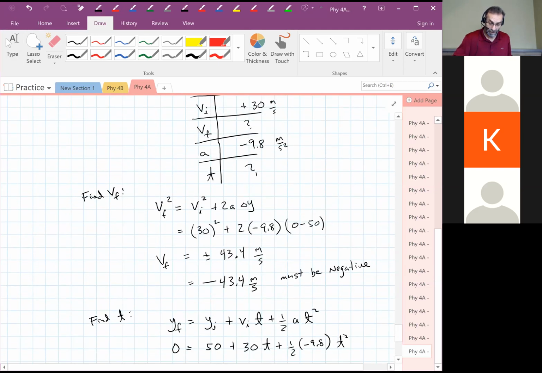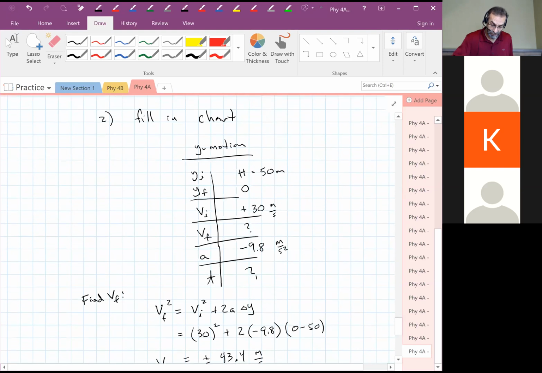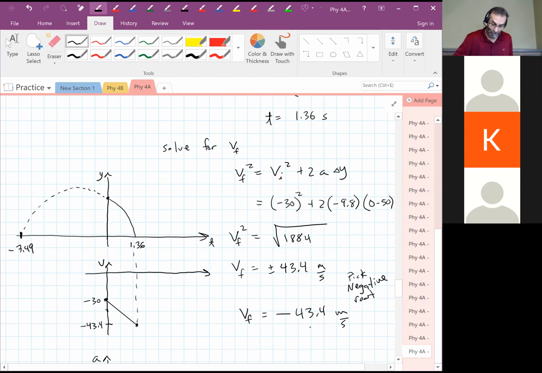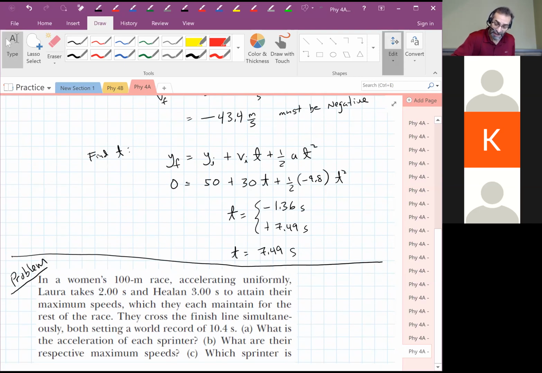Okay. So, were you surprised by this result? We get the exact same velocity that we got when we threw the ball down. Throw it down, throw it up, it didn't matter. Why is that? So let's talk about that for a second, because that's worth thinking about.